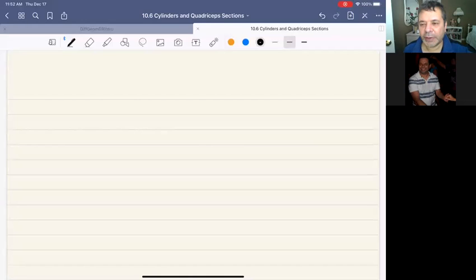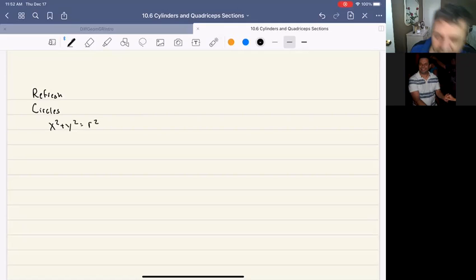All right, let's talk about quadric surfaces. Before we get into quadric surfaces, let's just refresh our memory on some objects in 2 dimensions. Remember circles, you know those. x squared plus y squared equals r squared.